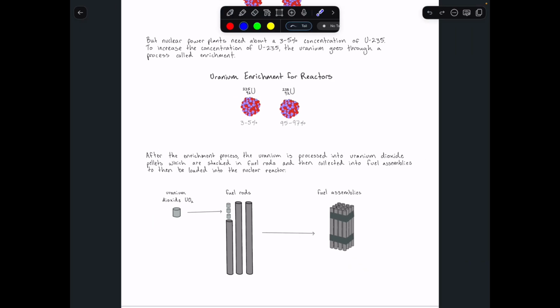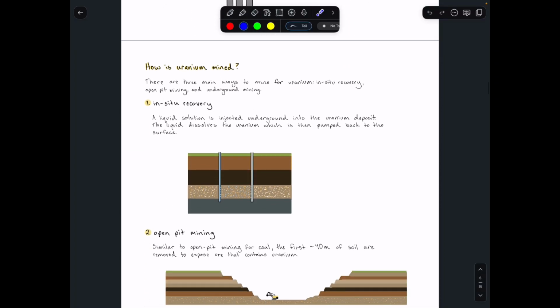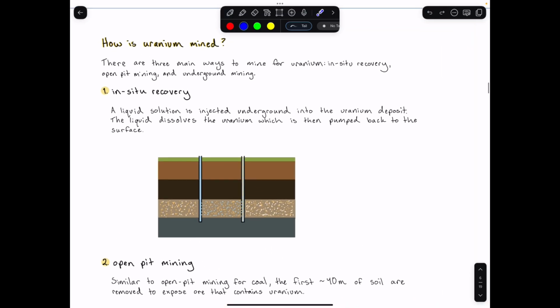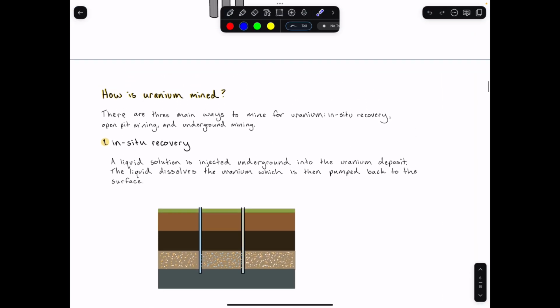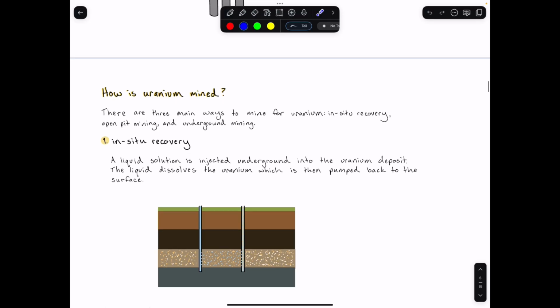Okay, but before we go into how a nuclear power plant works, I do want to discuss how uranium is mined, because we've been talking about that. Where is it originally coming from in our previous lectures? So there are 3 main methods for mining uranium. There is in situ recovery, there is open pit mining, and then there is underground mining.